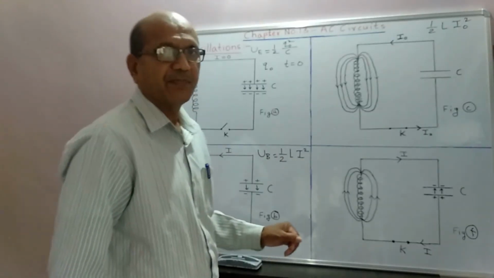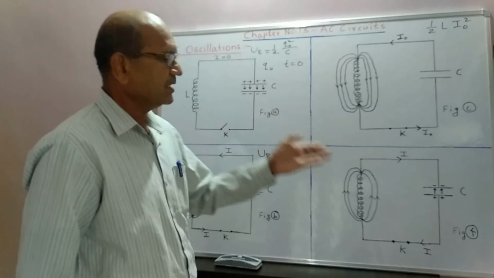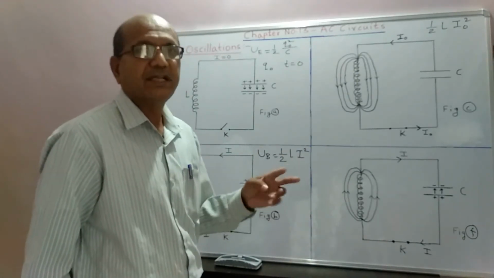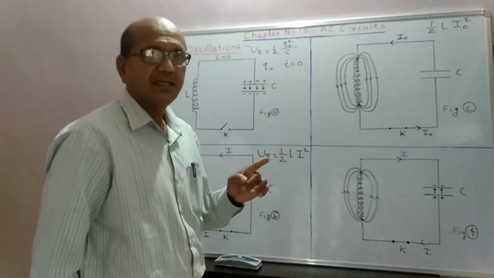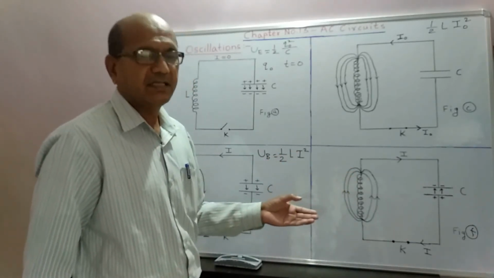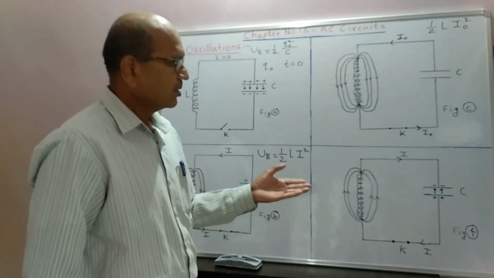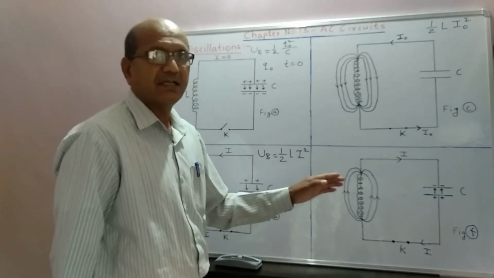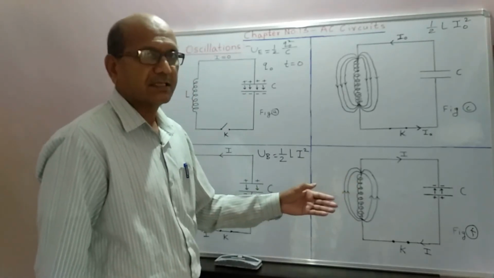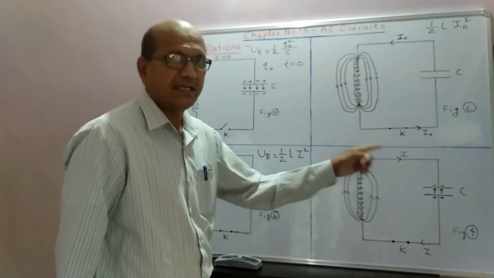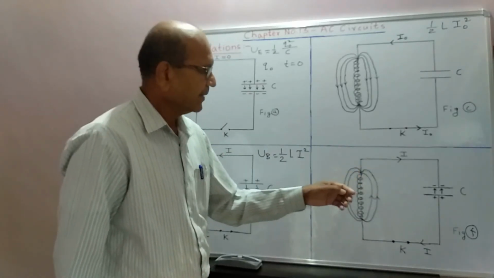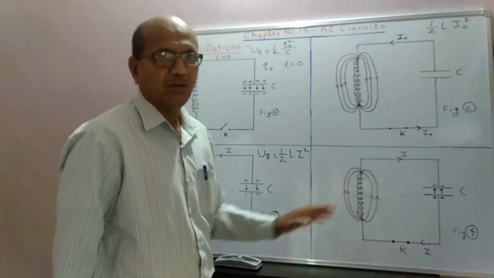Now it should be noted that LC oscillations are usually damped due to two reasons. One of them is that every inductor has some resistance. This causes loss of energy in the form of heat. Due to this, the amplitude of oscillations goes on decreasing and they finally die out.